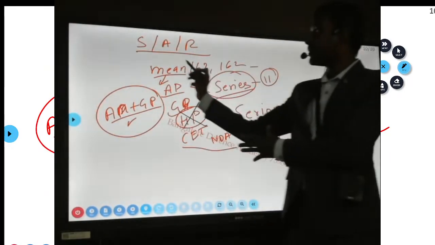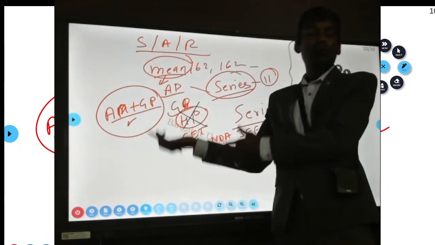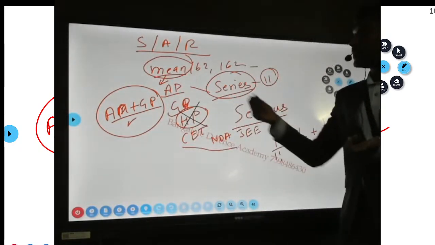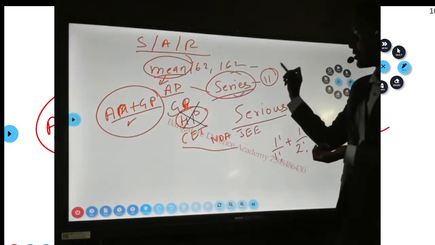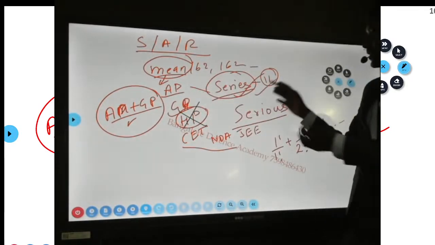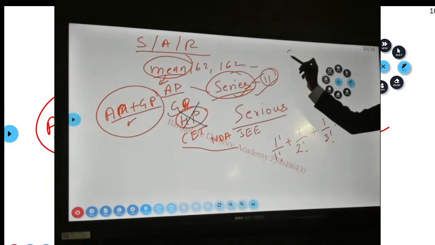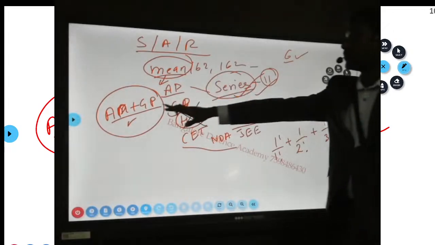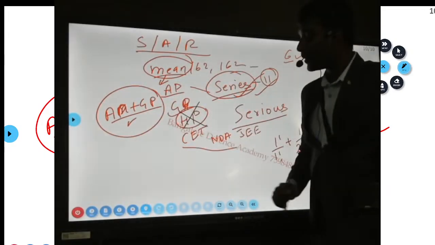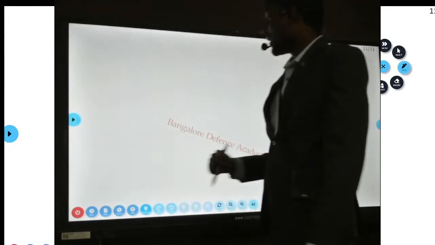So which word are they using here? Mean. So you should use the average concept. The average of the arithmetic progression of the series and the geometric progression of the series will be this. Then you have to go forward. Did you understand? From 6th standard average, we are going to NDA level mean, AP, GP or JEE level mean. Okay. Next, ratio and proportion.